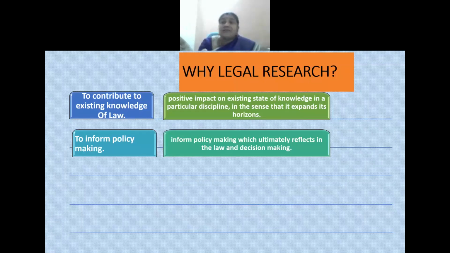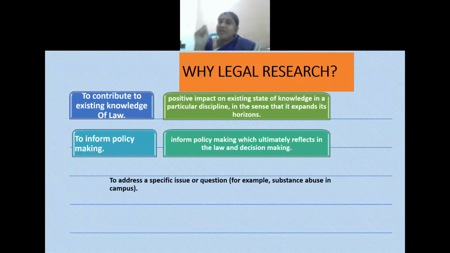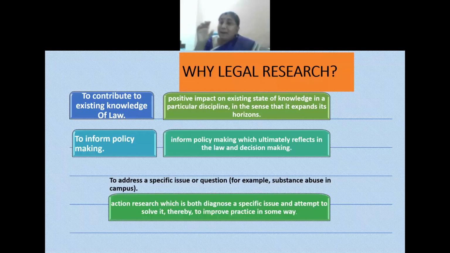It still does not have a law, or who is going to protect these people? There are any number of subjects like that in legal research also, right? And to address a specific issue or question, this is also the reason why legal research needs to be conducted. Because, say, implementation of a law, maybe action research, we call this. Already a law is there, but the way it is implemented is not satisfying. Who will tell this?